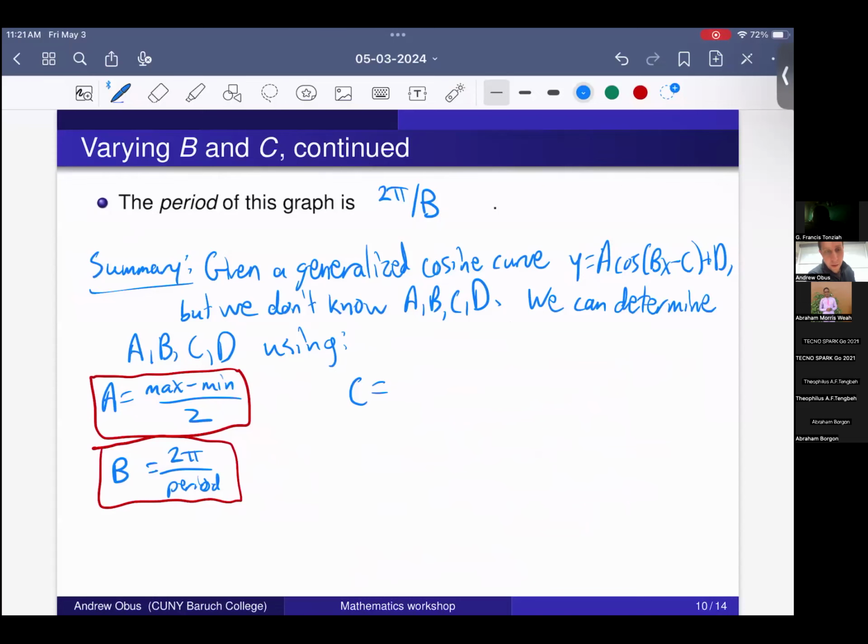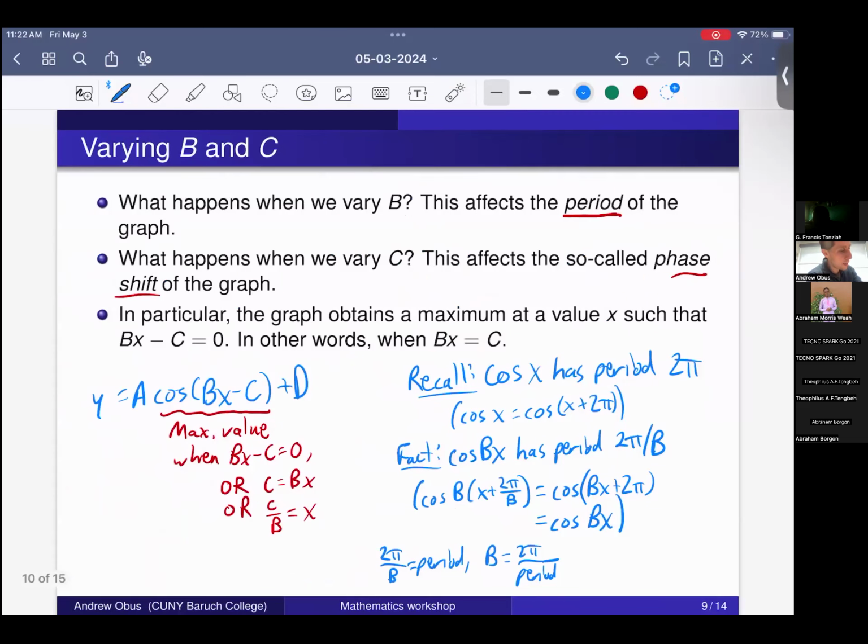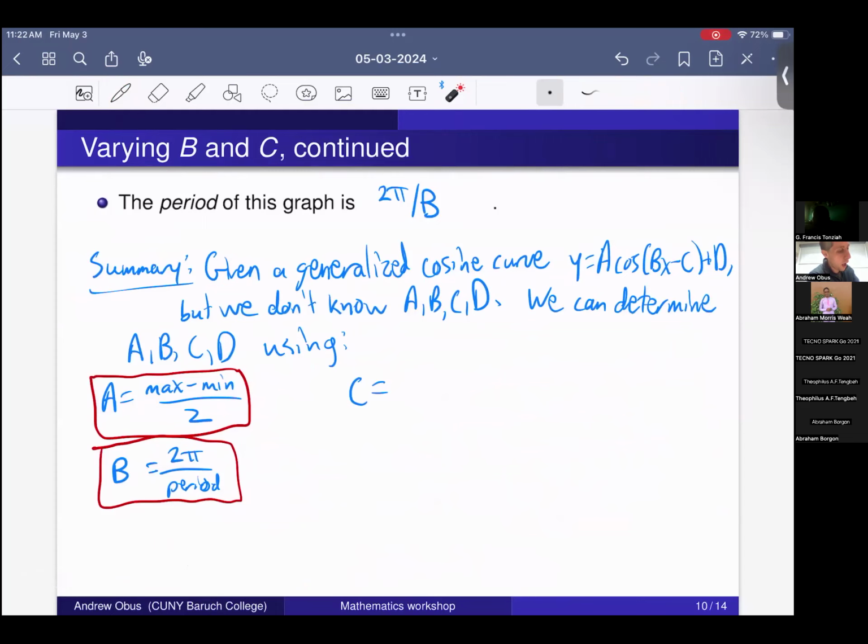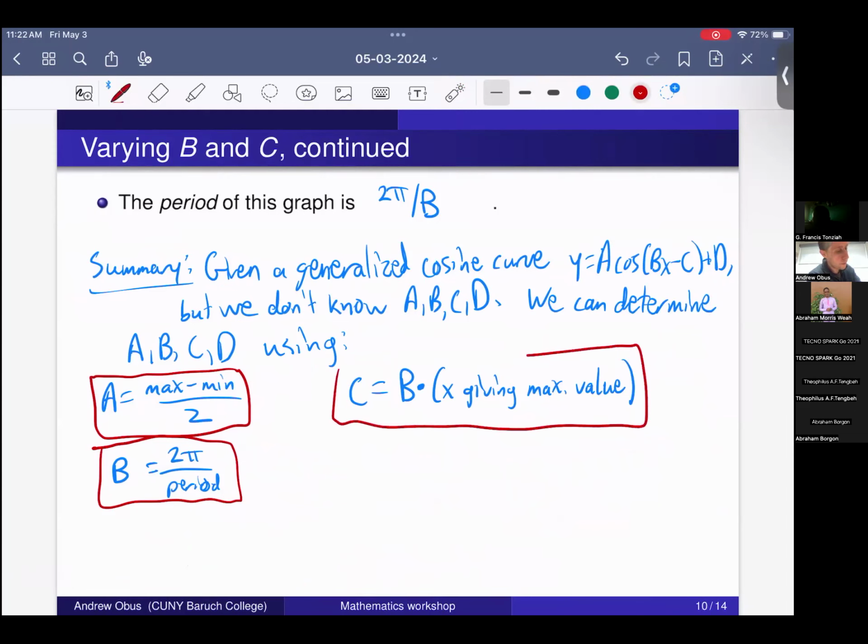So c, we already mentioned this. c is going to be equal to whatever x gives you the maximum value; if you multiply that by b, then that's going to be your c. So c is b times the x that gives the maximum value. And then d, we saw this a couple slides ago, d is just the maximum value plus the minimum value divided by 2.